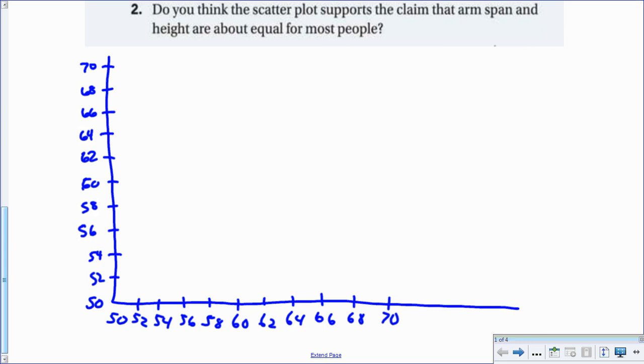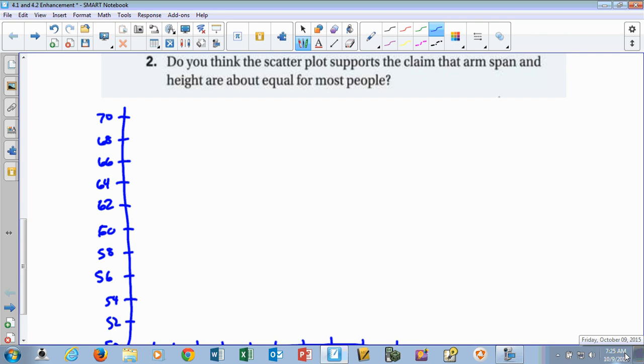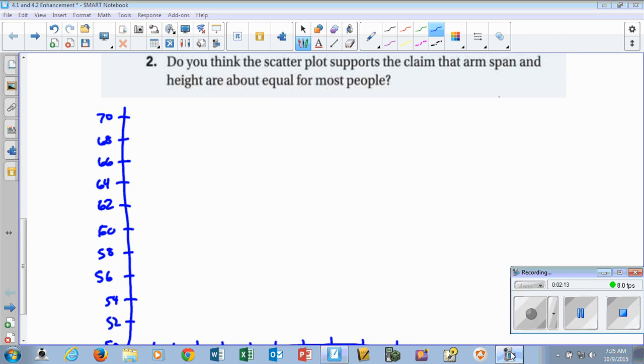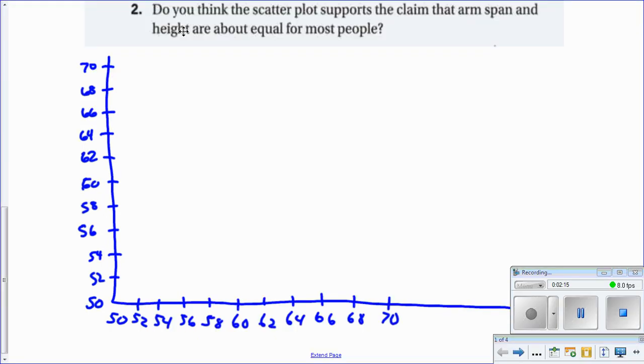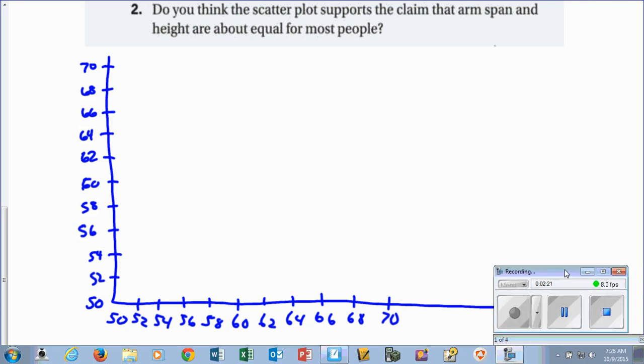What I want you to do right now is pause this video in just a second, go ahead and plot your points, and see what you think. Then ask yourselves this question once you have it plotted: do you think the scatter plot supports the claim that arm span and height are about equal for most people? It'll take about 5 minutes. Pause this video and we'll hit play in about 5 minutes.